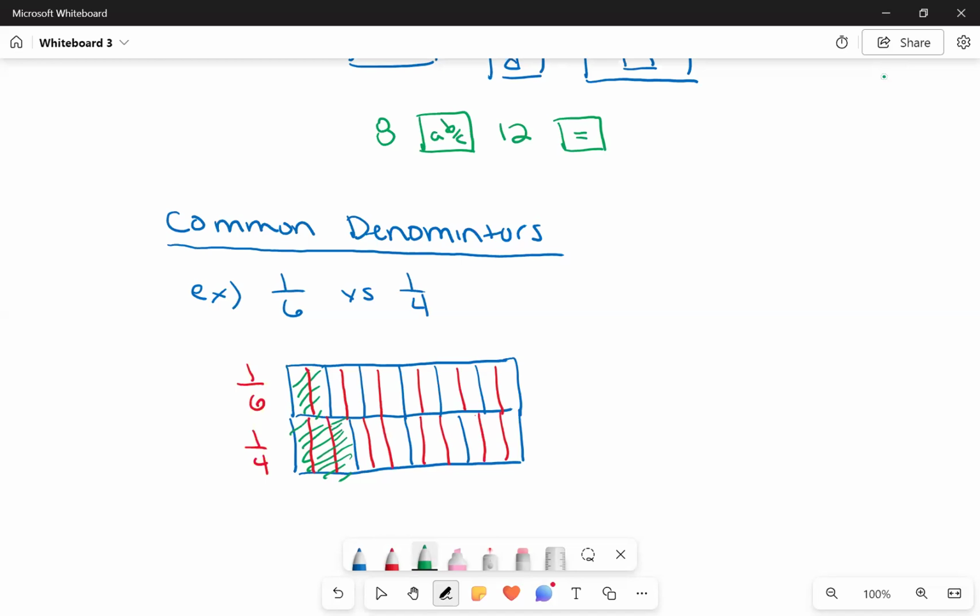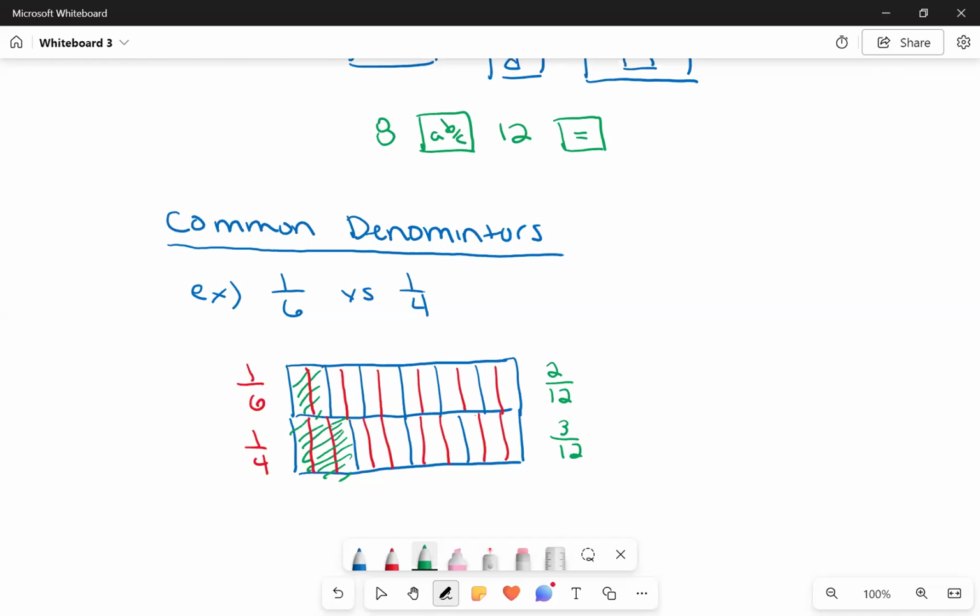The 1/6 represents 2/12, and the 1/4 is 3/12. And with that comparison, it starts to be easier to see, oh, okay, 1/4 is definitely bigger, especially if you draw a really nice picture that you could see.